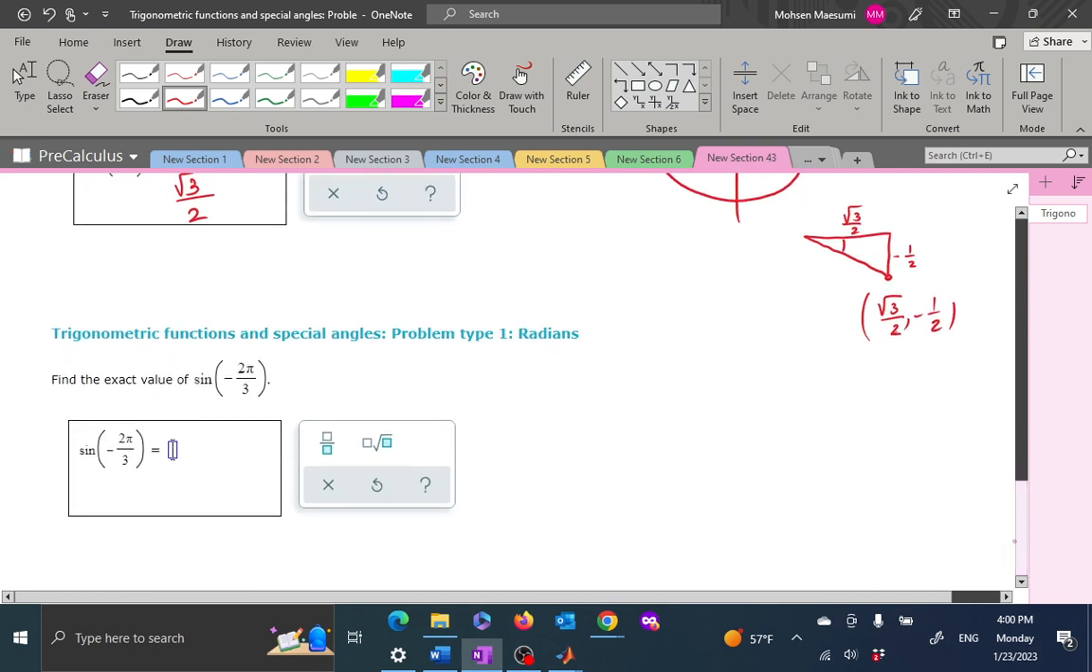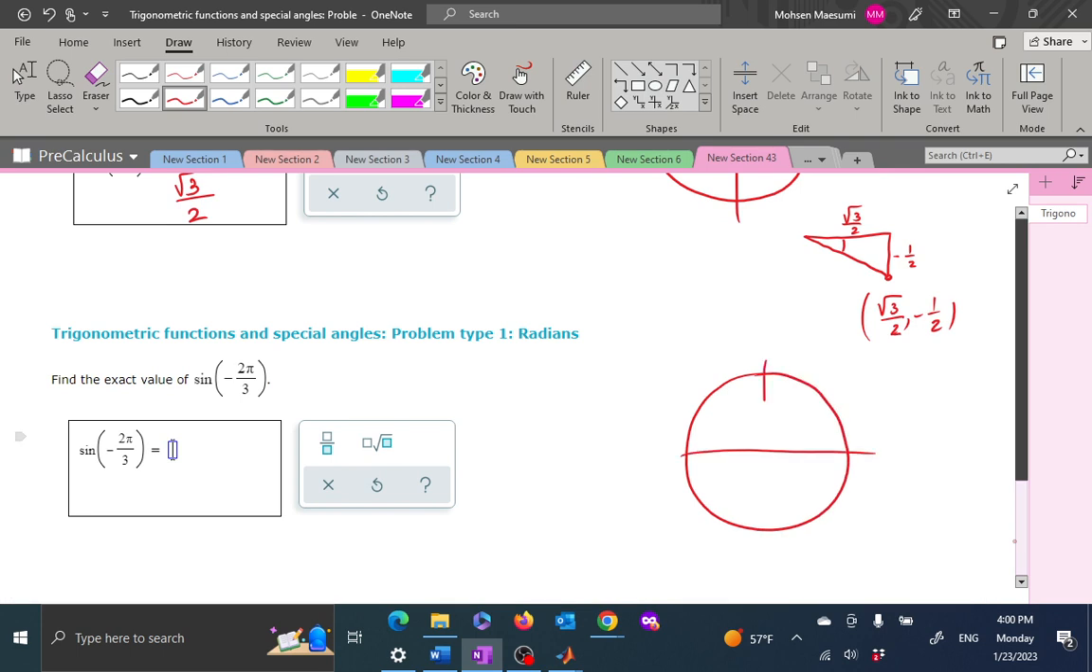Sine of minus 2 pi over 3. Where is minus 2 pi over 3? Minus means we are opening this way. Minus 2 pi over 3 will be somewhere here. You can have a choice of triangles here. This is the triangle I choose. So this was minus 2 pi over 3. What is left here is pi over 3, so one of the triangles we had over there.